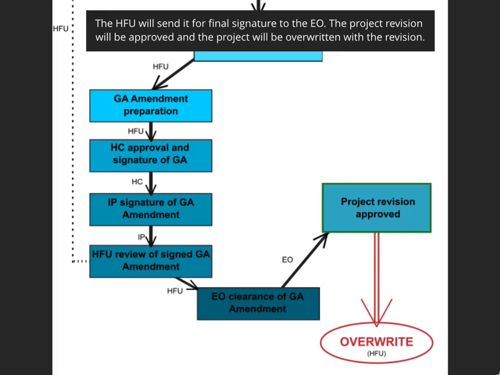The HFU will send it for final signature to the EO. Then, the project revision will be approved and the project will be overwritten with the information saved in the revision.